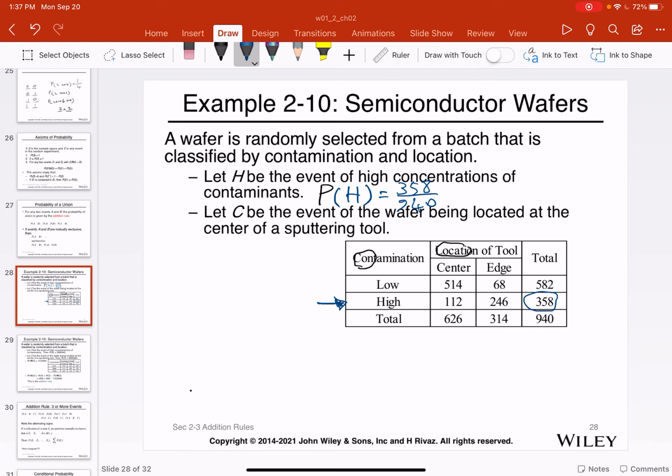Right. So again, note that I didn't count this or this. I looked at the total number, right? Because the question just told me high contamination. It didn't care whether it's at the center or at the edge, right?